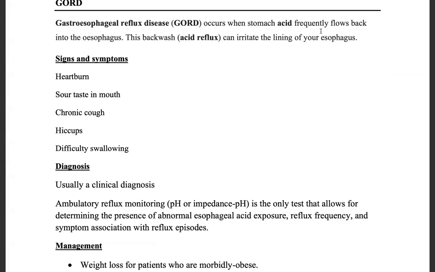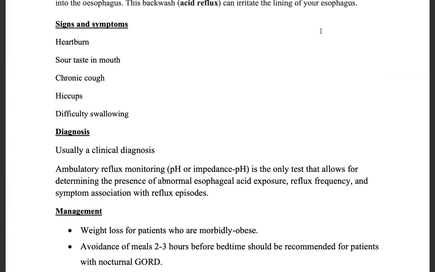So GORD, the diagnosis is mainly a clinical diagnosis. Ambulatory reflux monitoring or pH monitoring of the esophagus will help to determine the presence of esophageal acid exposure and also the reflux frequency. Understood? So the management is also mainly conservative.